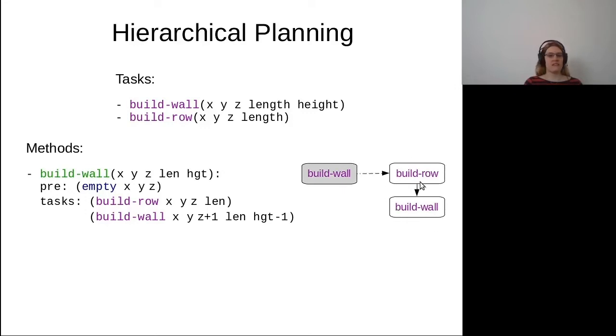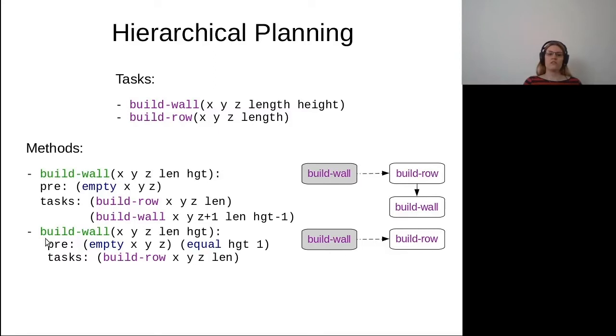You can see that there's a nice little arrow connecting the two of them. That's because we're considering totally ordered hierarchical planning, which means that between these two tasks here, there's an ordering which says that the first task has to be dealt with before we look at the other one. So we can't try to decompose build wall until we finish decomposing the build row task.